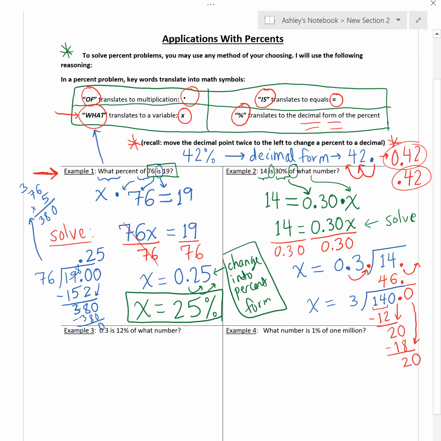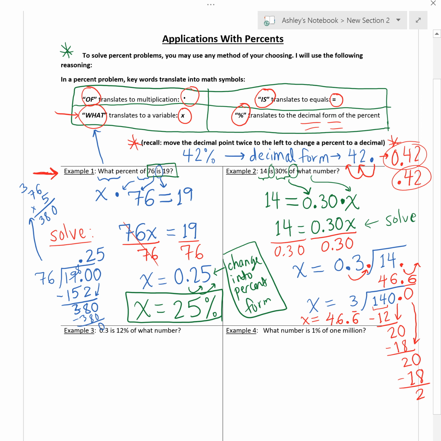And again, this shouldn't last too long. Usually they try to make these only last a couple decimals. So now it's a 20. 3 divided into 20 is another 6. I think I can see what's going on here. We're going to keep getting 2's as our remainders. So I think our answer is that x is 46.6 repeating.